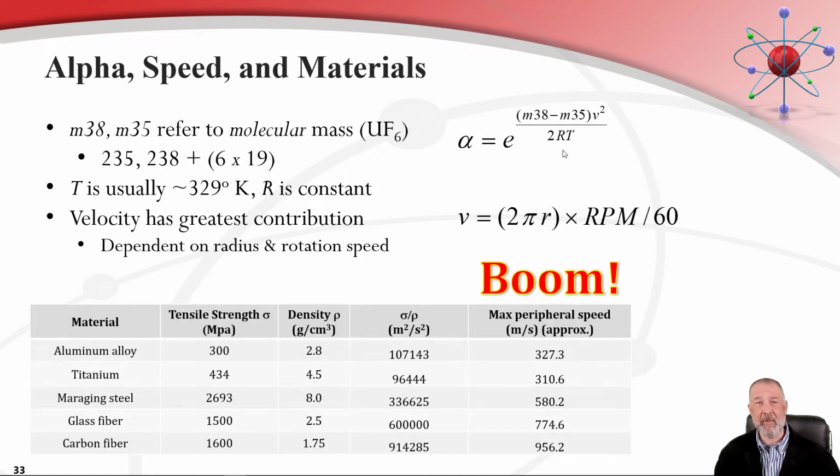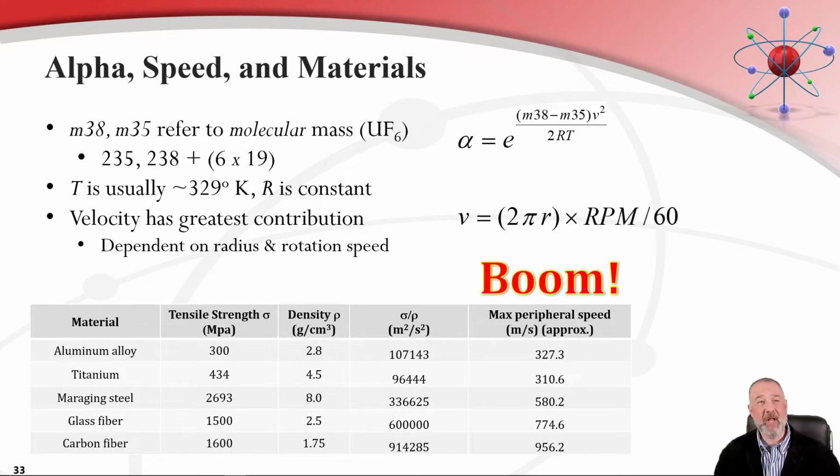T is temperature. Remember, our gaseous UF6 needs to be at least about 135 degrees Fahrenheit, usually a little bit higher. So it's around 239 Kelvin. R is a constant, so you don't really have to worry about that. The biggest thing that gives us our separation potential is the difference in the masses, which we can't do anything about. Those are set. So the only thing that we can change is this tangential velocity.